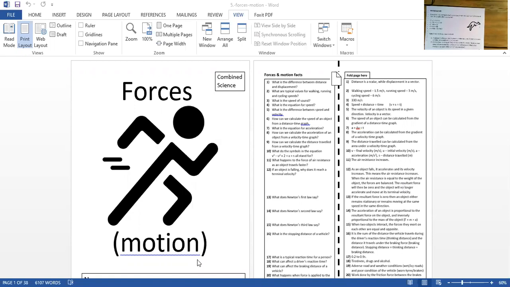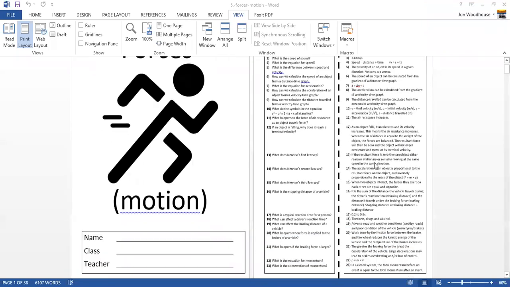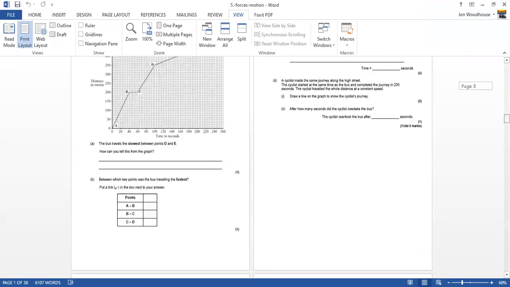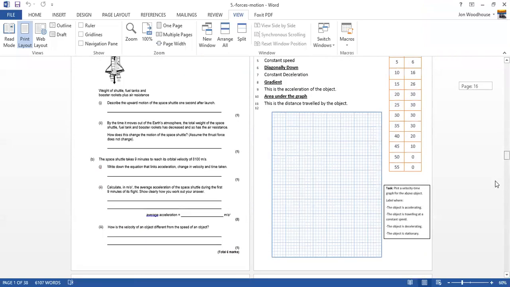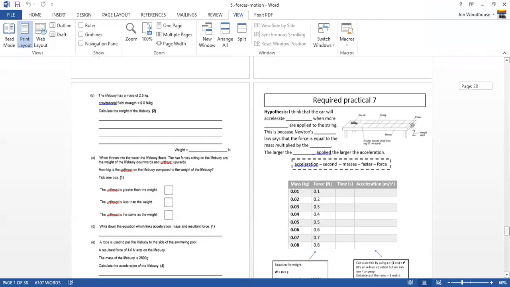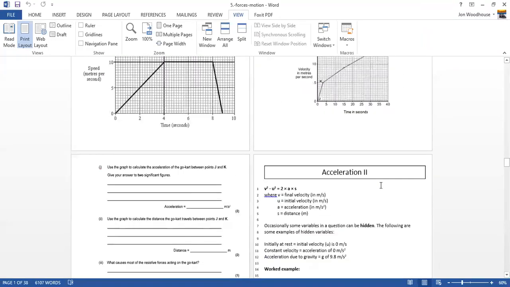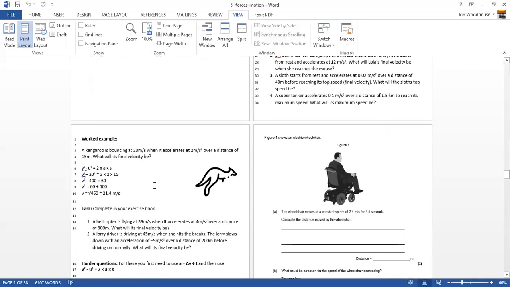So what I'd like you to do here is, if you look at your booklet, if you scroll down, what you'll find at some point is a little kangaroo. I'm looking for that kangaroo at some point. Where has it gone? Was it there? There we go.